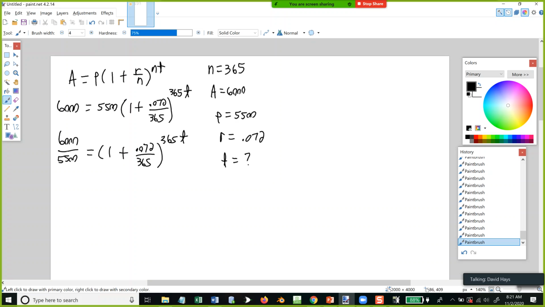Our next step, you could simplify this fraction if you wanted to, but there's really no need because you're going to end up putting it in the calculator anyway. Our next step is to take ln of both sides, natural log. So ln of 6,000 over 5,500 equals ln of (1 plus 0.072 divided by 365) to the 365t power. Now our third step in solving exponential equations is to use properties of logs to get the variable out of the exponent. Remember, if we have log of something to a power, we can take the power and put it in front of the log.